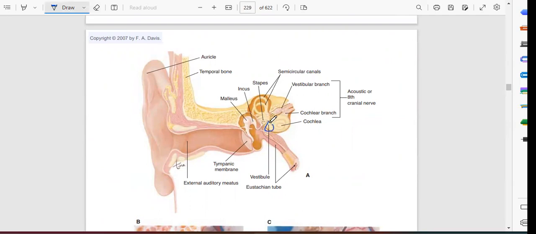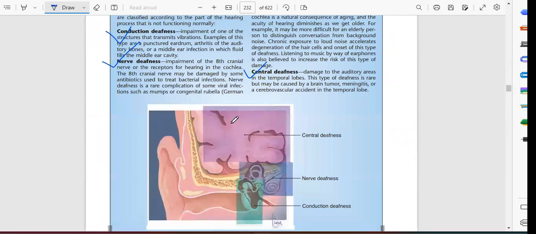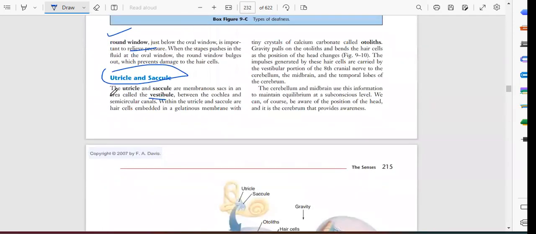This area is the vestibule. In the vestibule, we have two things, utricle and saccule, between the cochlea and the semicircular canals. Within the utricle and saccule are hair cells embedded in a gelatinous membrane with tiny crystals of calcium carbonate called otoliths. Gravity pushes the otoliths and bends the hair cells as the position of the head changes. The impulses generated by these hair cells are carried by the vestibular portion of the eighth cranial nerve to the cerebellum, the midbrain, and the temporal lobes of the cerebrum.